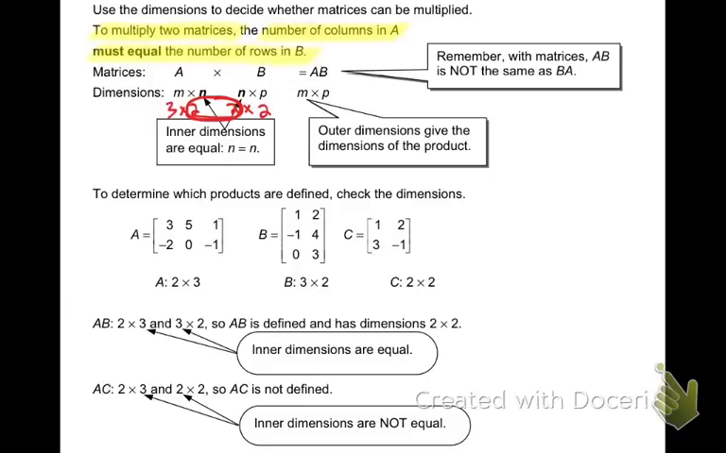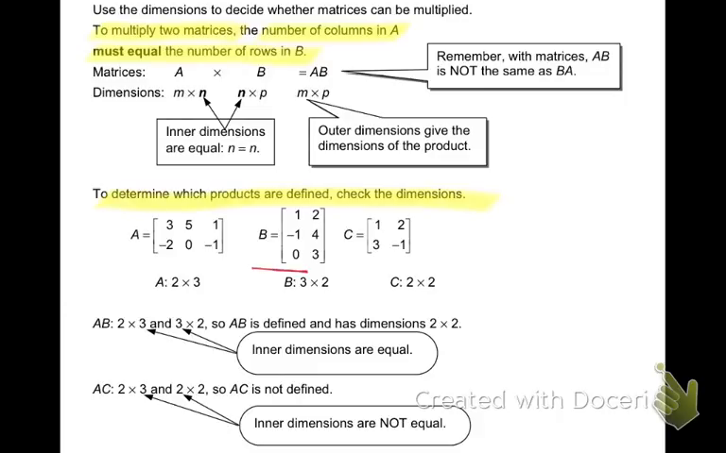But in order to multiply, those two numbers have to be the same, and my resulting matrix is then the rows of the first matrix and the columns of the second matrix. So my resulting matrix, for example, would be a 3 by 2 matrix. Same thing here. Could I multiply, let's say, a 2 by 4 and a 4 by 1? These are the same. My resulting matrix would be a 2 by 1. To determine which products are defined, check the dimensions as we just stated.